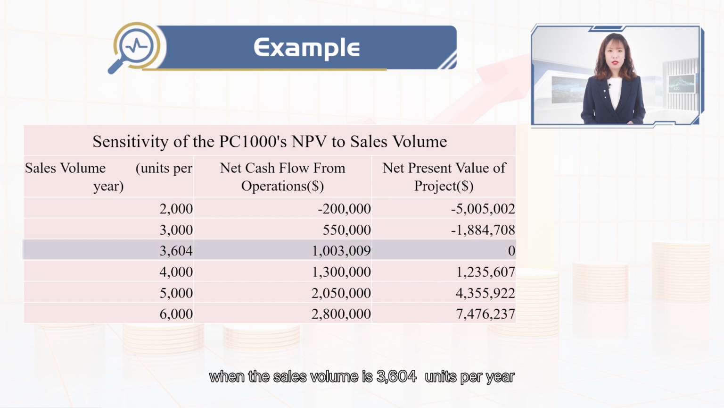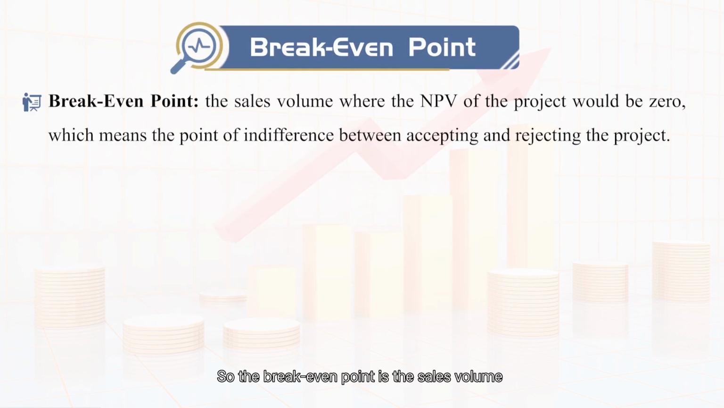Besides, when the sales volume is 3,604 units per year, the NPV of this project becomes 0. This sales volume is defined as the break-even point. So, the break-even point is the sales volume where the NPV of the project would be 0. This means the point of indifference between accepting and rejecting the project.